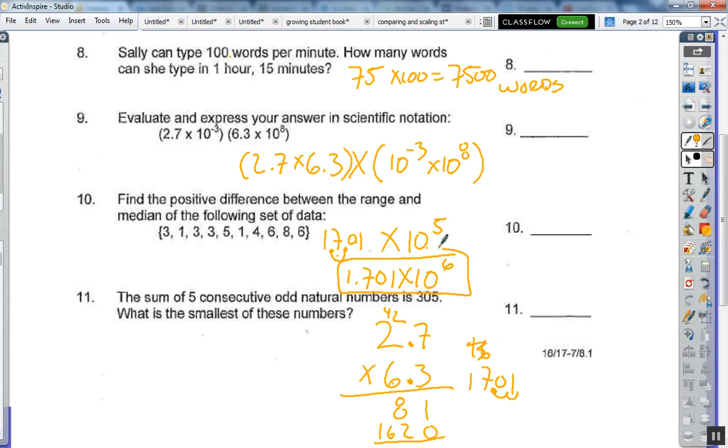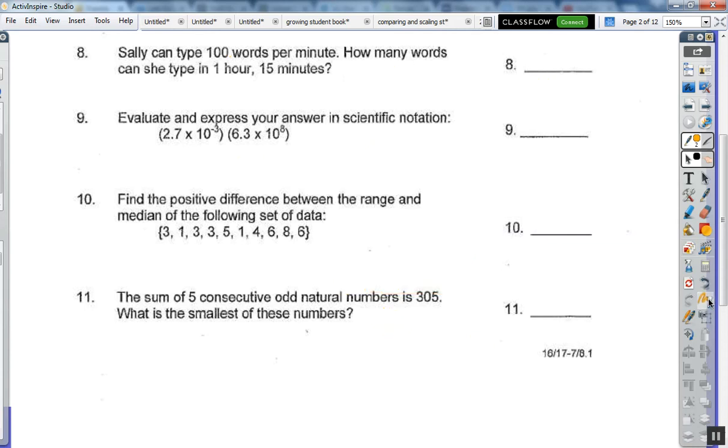All right. Number 10. Find the positive difference between the range and the median of the data set. Well, let's line them up because we need to find the median, and median means the middle number. So 1, 1, 3, 3, 3, and we have a 4, and we have a 5, we have a 6, and we have another 6, and then we have an 8.